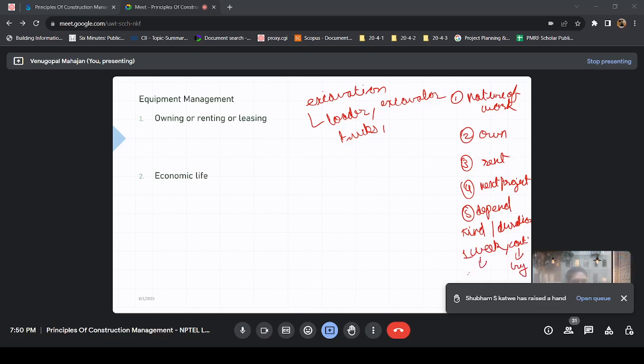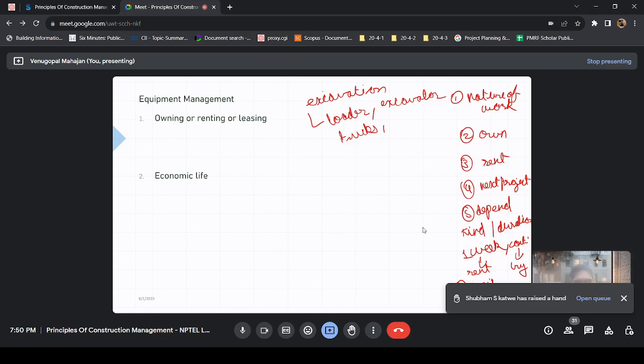And availability of equipment, sir. Okay, there is another thing. But tell me one thing. How will availability of equipment decide? Like, if the equipment is available, will you own it, rent it, or lease it? If the equipment is not available, you can't do anything, right?